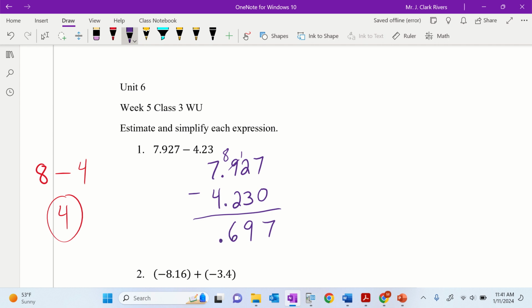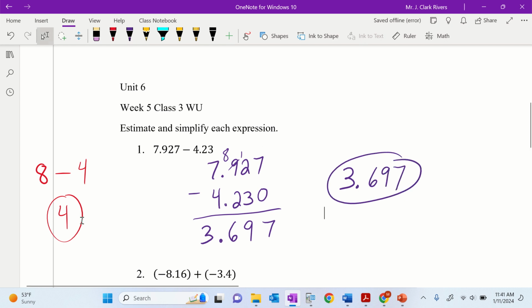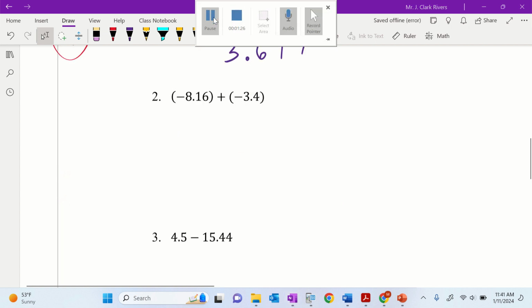We bring down our decimal. 7 minus 4 is 3. So we have 3.697. And then we ask ourselves, is that close to our estimate of 4? And the answer is yes, it is. So I feel good about my answer to number 1. So again, we estimated, and then we found the exact answer. We simplified the expression.